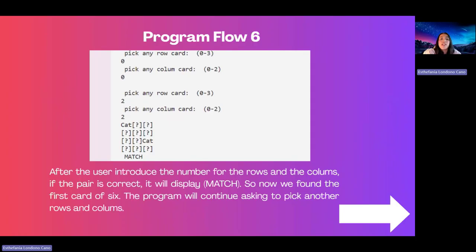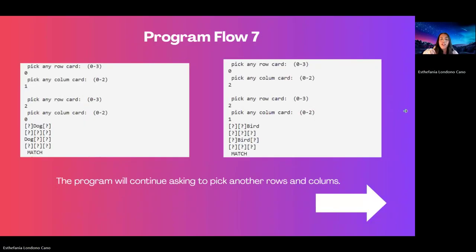In the second card, the row picked was number 2, so 0, 1, 2. So we can see we're in row 2, and then the column is number 2. So we just need to move 2 more: 0, 1, 2. Now we find our second card, and only if you do match, is it going to display the message called match, right? The game is going to keep asking you these questions.